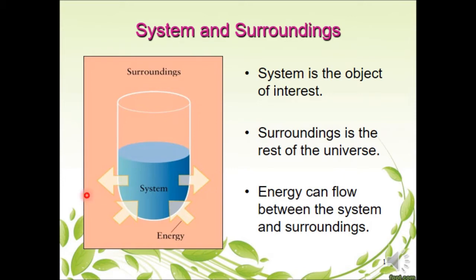Next is system and surrounding. What is a system? The system is the object of interest, meaning where the reaction takes place. Let's say this is the reaction vessel, so therefore this is the system. The surrounding is the rest of the universe that surrounds the system. Energy can flow between the system and the surrounding, meaning the energy from the system can flow to the surrounding, and also energy from the surrounding can flow into the system.